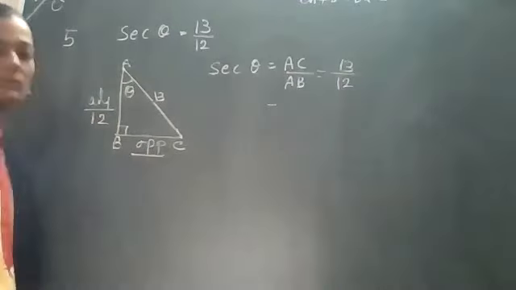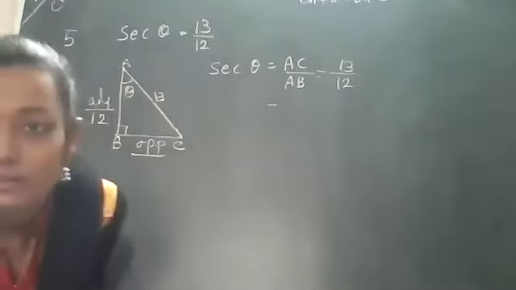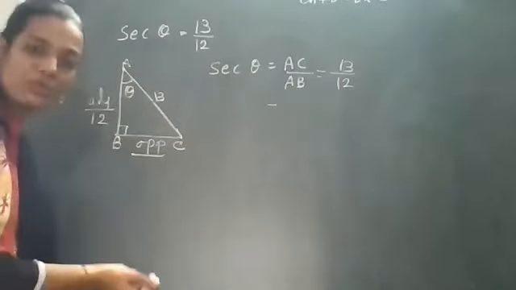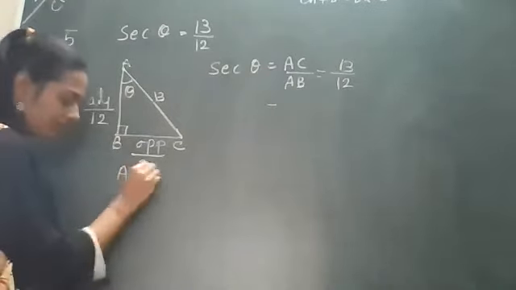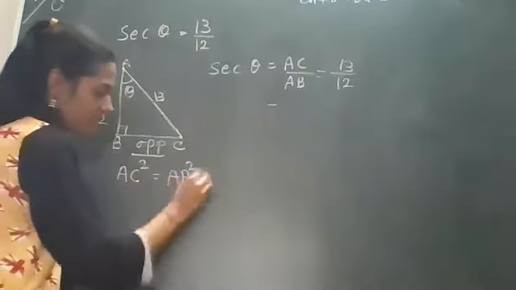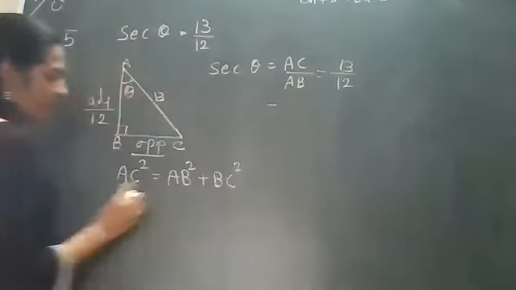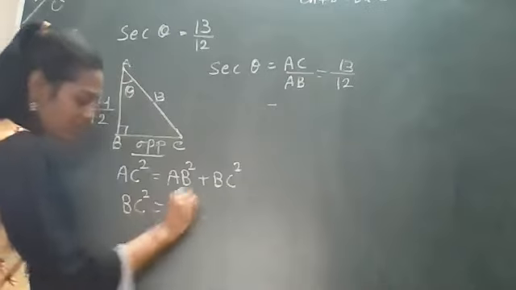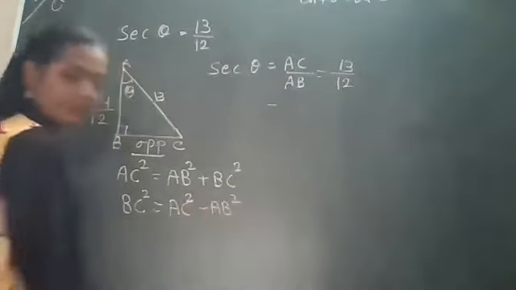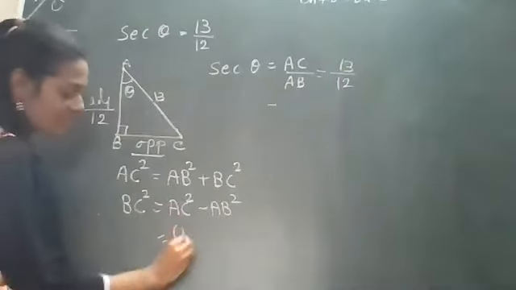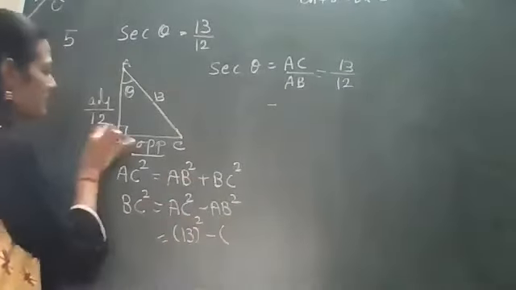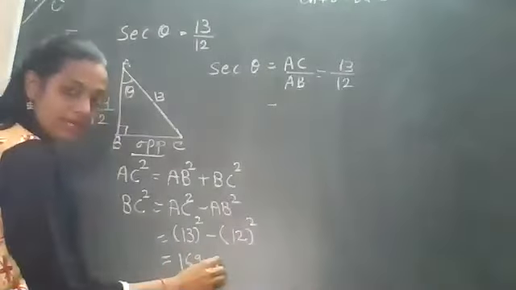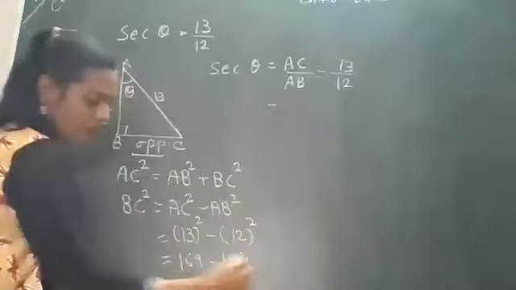So first we have to find out the opposite side. By using the Pythagoras theorem only we are going to find it out. So we can get that AC square is equal to AB square plus BC square. Now here we have to find out BC square. So BC square is equal to AC square minus AB square. So AC square is given 13 square minus AB is given as 12 square. 13 square is equal to 169 minus 12 square is equal to 144.